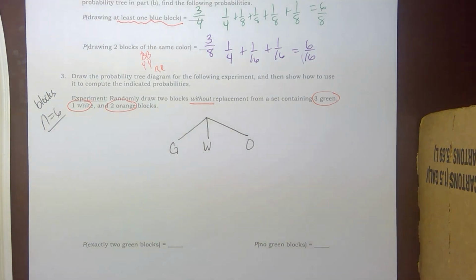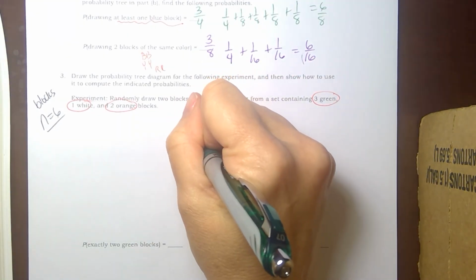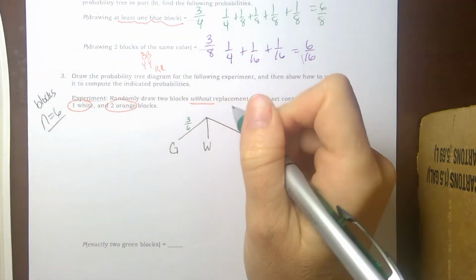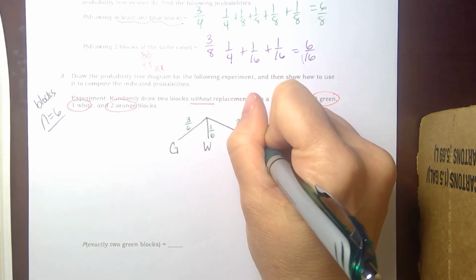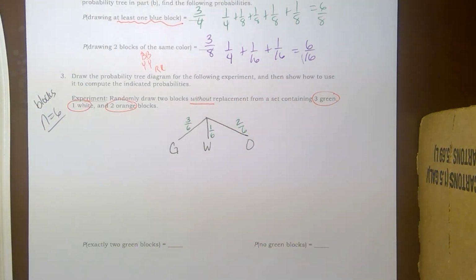When I start adding things together, it's easier and then I can simplify at the end. So I'm going to go ahead and represent green as 3 out of 6 instead of 1/2. I only have 1 white block, so that's 1/6. And I have 2 orange blocks. And go ahead and check. 3 plus 1 plus 2 is 6/6. So we have every possibility represented.